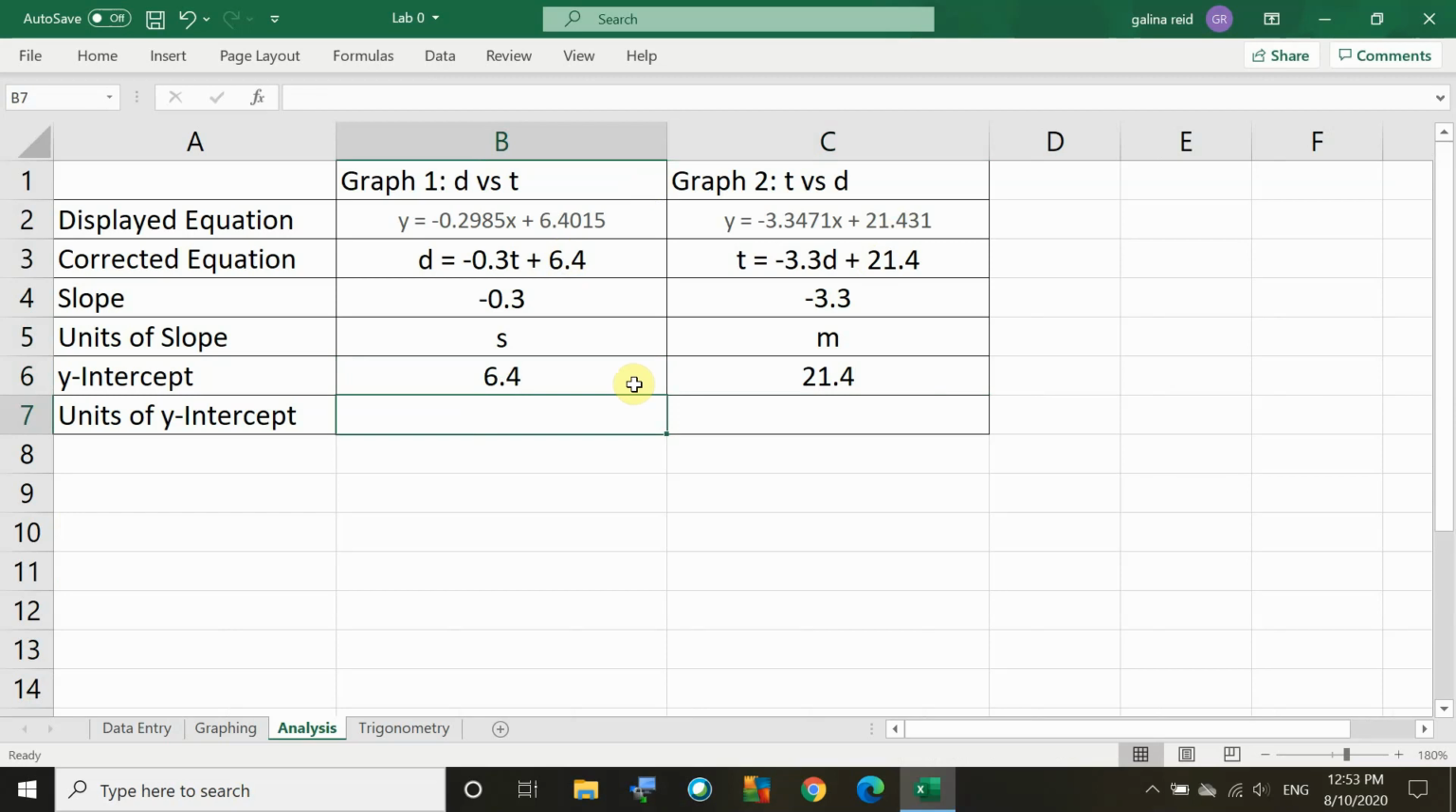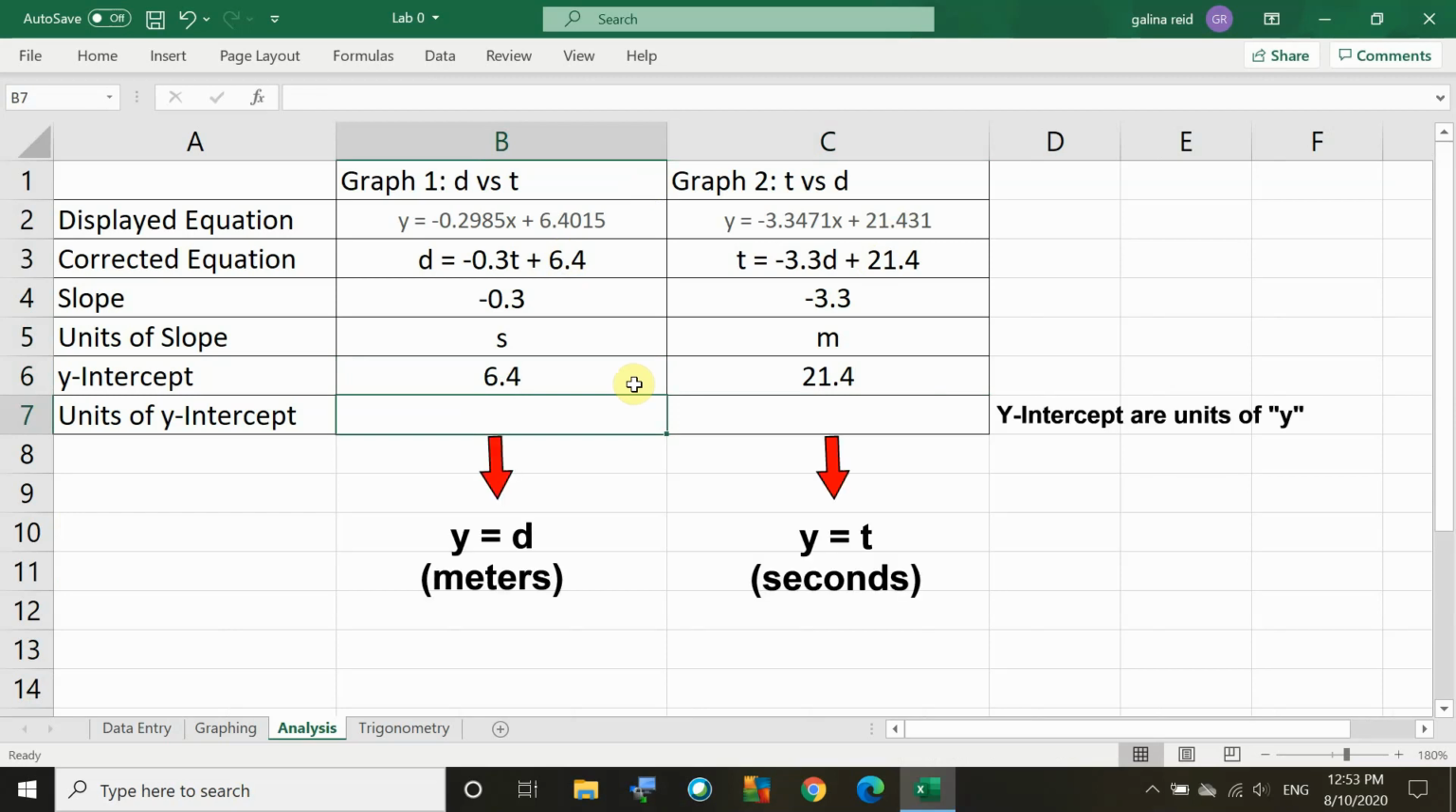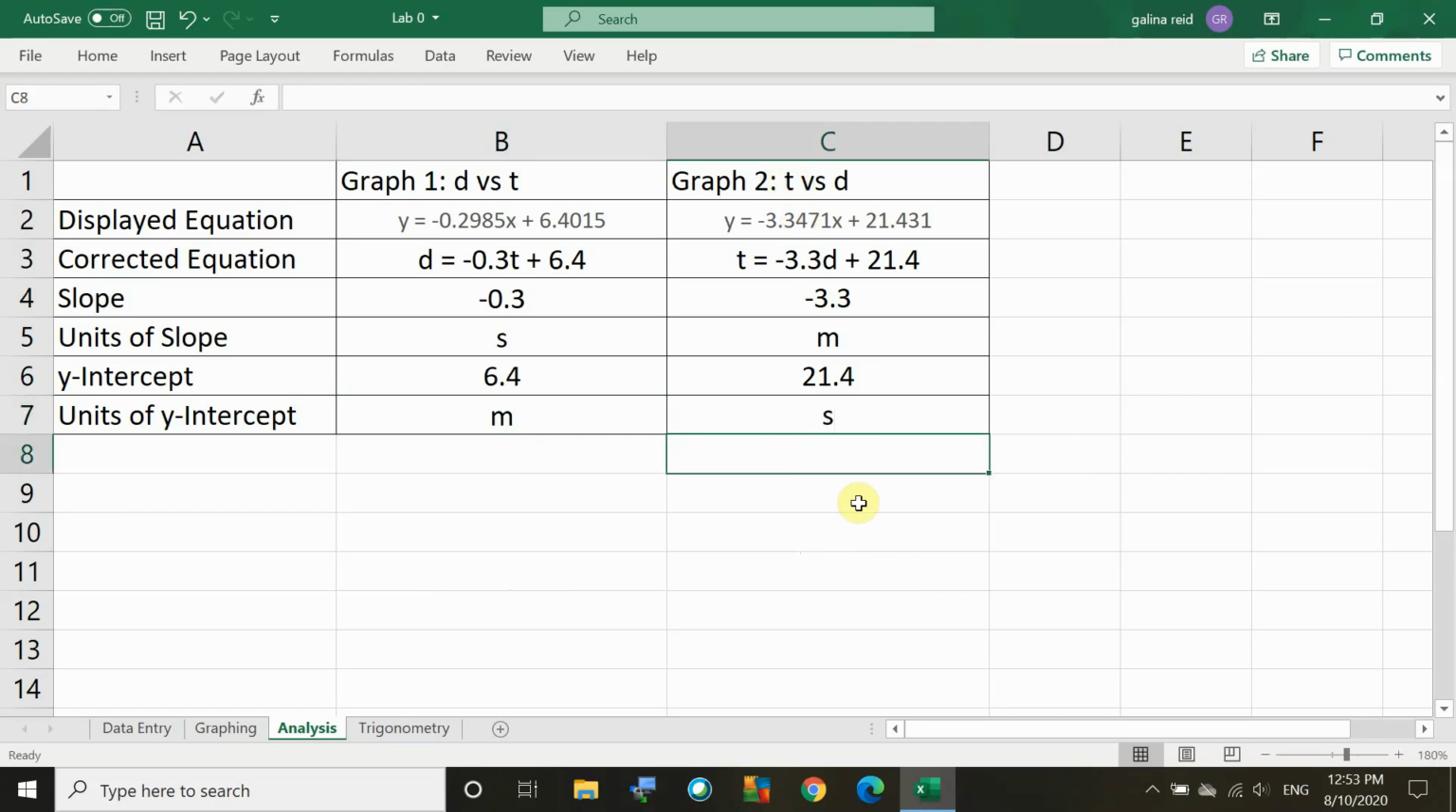And then units of y-intercept, well, it stands to reason since it's a y variable, of course, it should have the same units as y. So y versus x, that's d here, so that's going to be meters. And that's t here, so that's going to be seconds. And that's pretty much it. Now you're done with the analysis section, and there is only one more section to do, trigonometry.